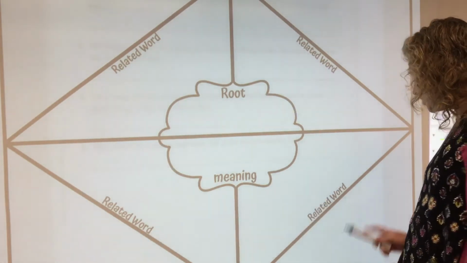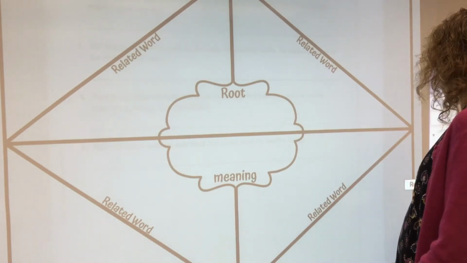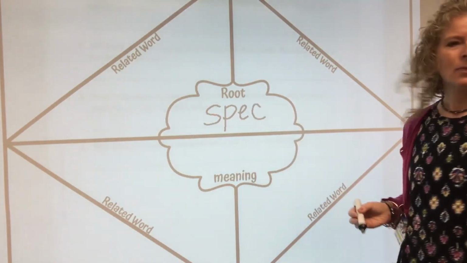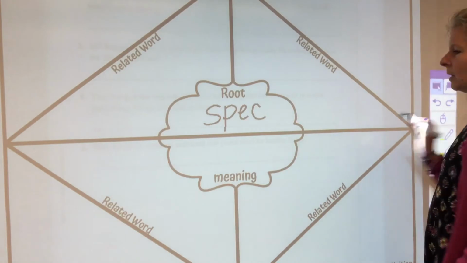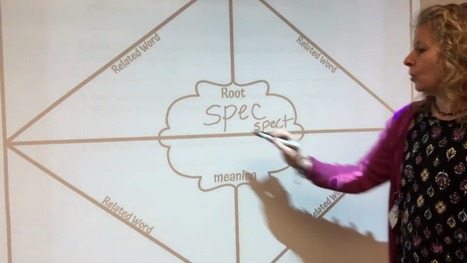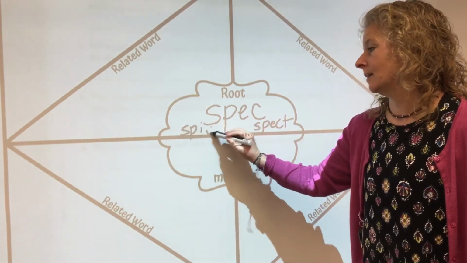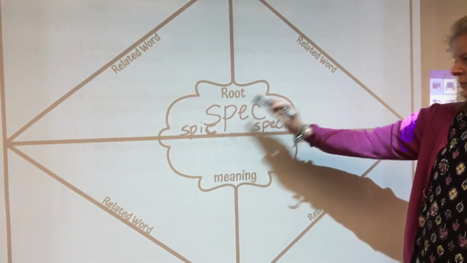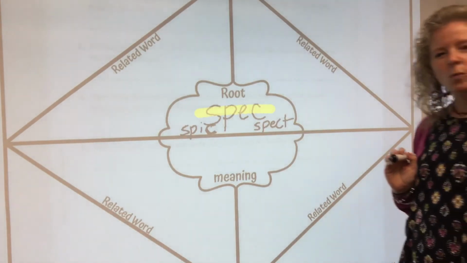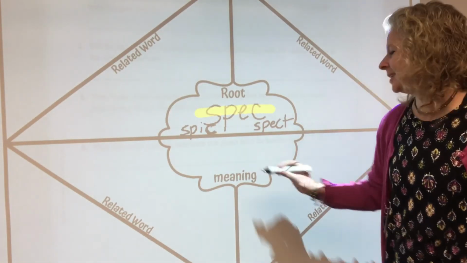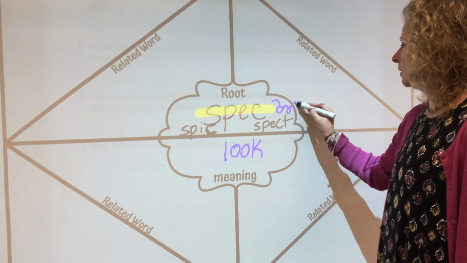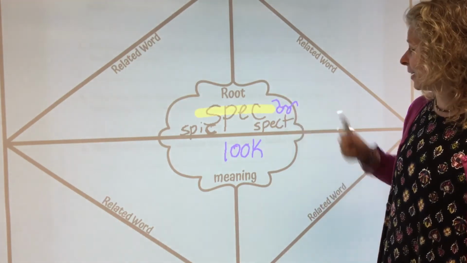The last one that I'm going to teach you today is, we've talked about this one before. Spect. Sometimes you'll see this like that, or even sometimes spic. Those little chunks when you see them together. But that's the most common. Do you remember what we talked about with this, what this means? It means to look. So the glasses that I need to get, that's what I'm going to put for my picture on this.